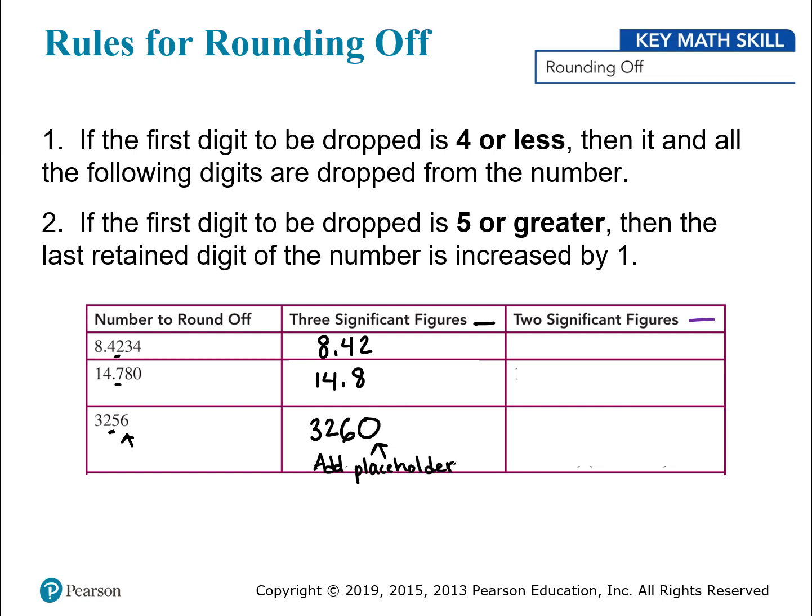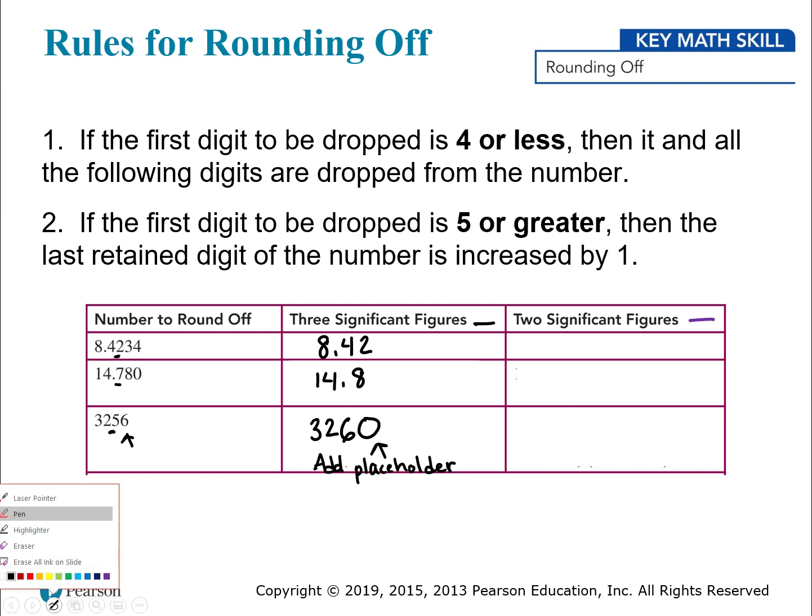If you were promised $3,260 and instead you were given 326, you would be mad. Remember that when you're rounding and debating those placeholder zeros.